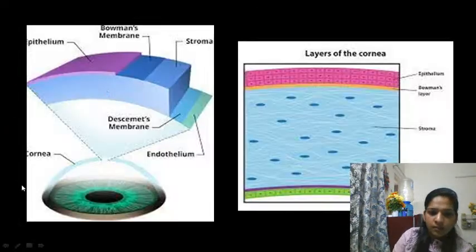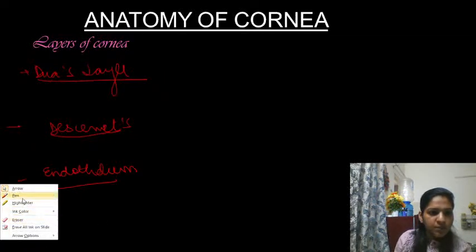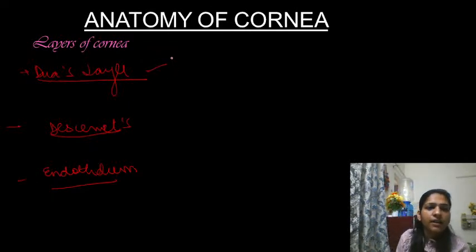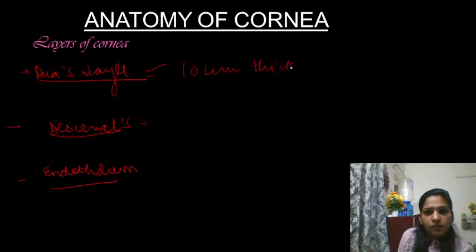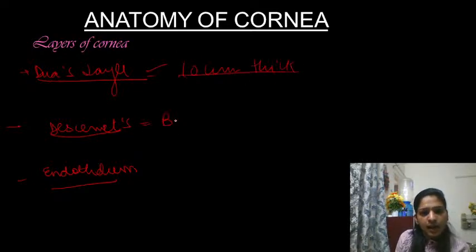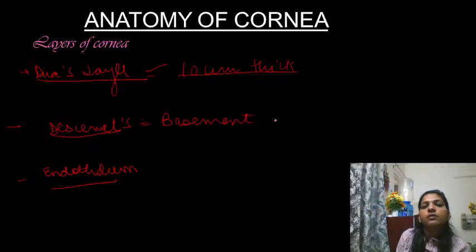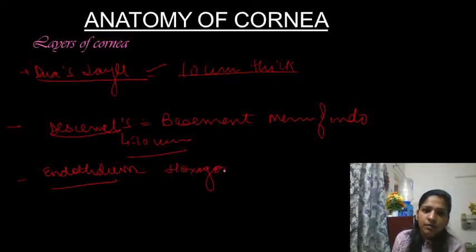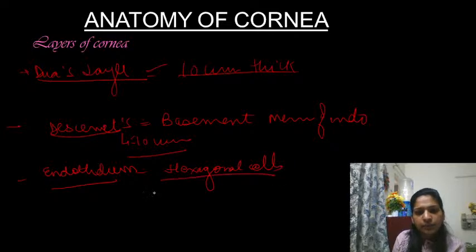Fourth layer is Dua's layer, which is present between the stroma and the Descemet's membrane. It is 10 micrometer thick. Descemet's layer acts as the basement membrane of endothelium. It is also around 10 micrometer. Now endothelium has a layer of hexagonal cells.